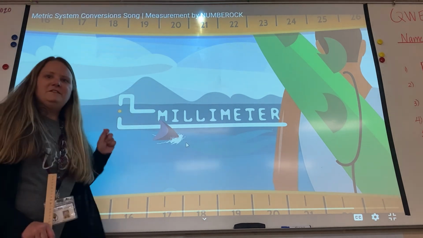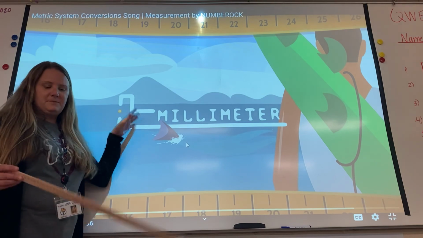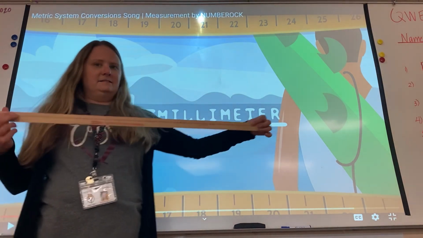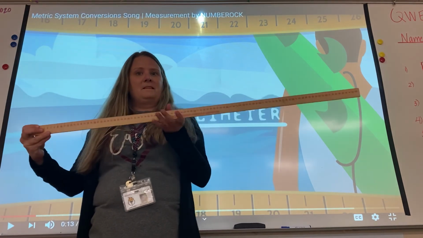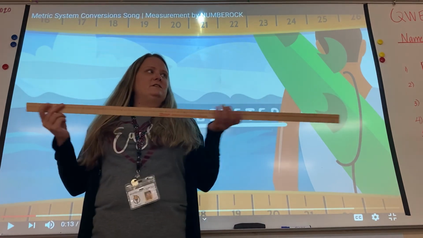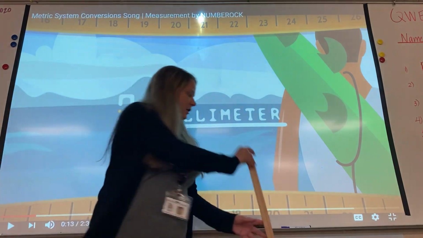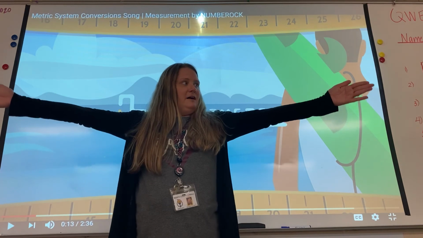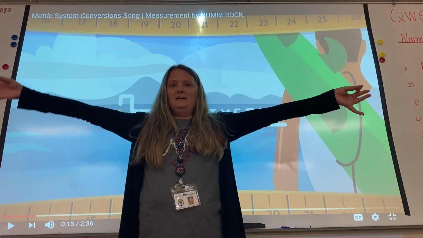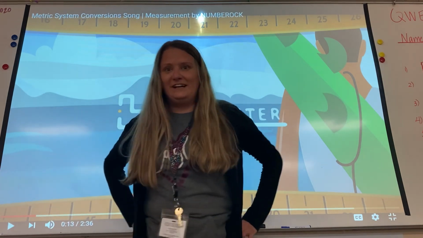We're going to talk about the different measurements of length in the metric system. So here in my hands, I have a meter stick. My meter stick is 1 meter long. And boys and girls, for you guys at home, if you put your arms out like this, it's about as long from one fingertip to the other fingertip. Uh-oh, my meter stick fell down.